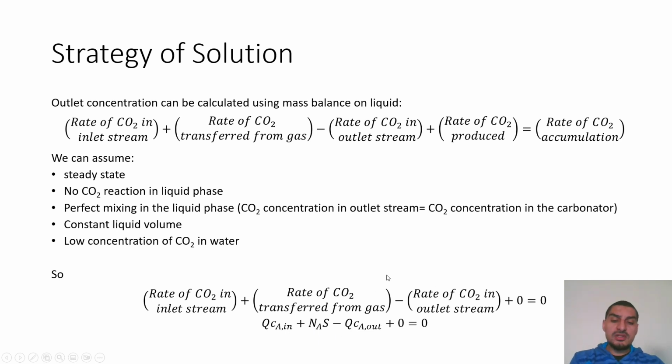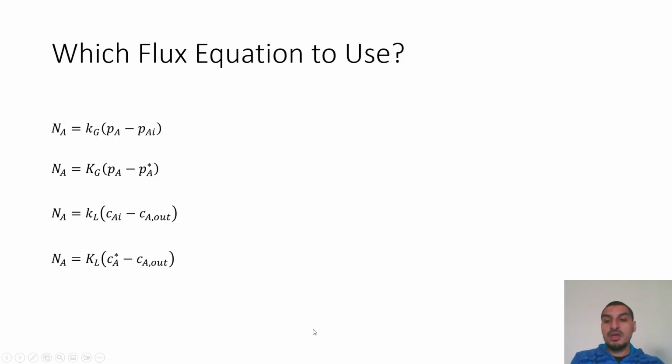Now we need to see what information we need to know in order to get all the parameters except the concentration out, and then we will be able to get the concentration out. So this is the main goal now: to see first what is the expression of the flux, and to get all other parameters that we don't know.